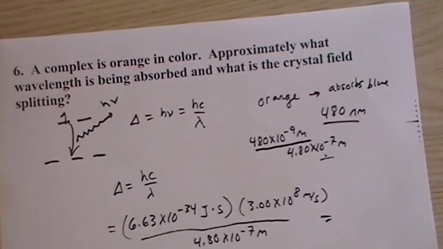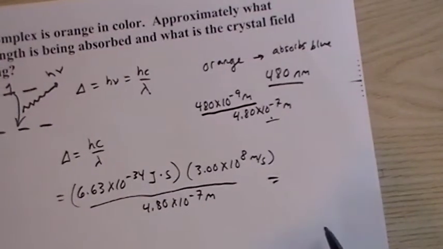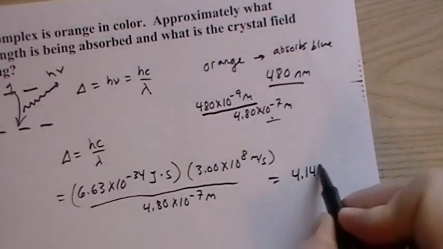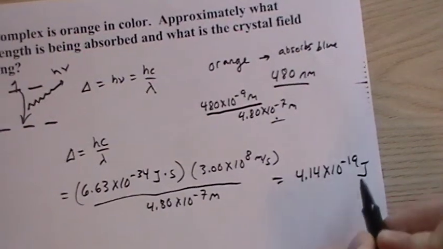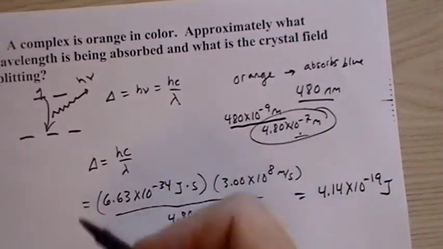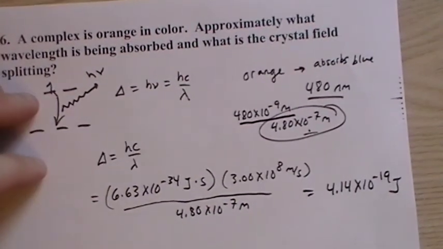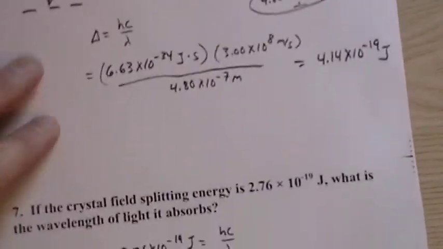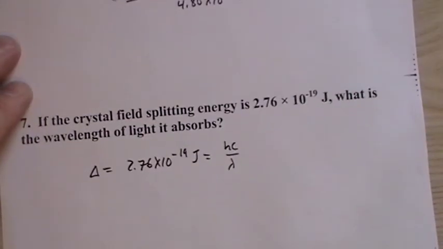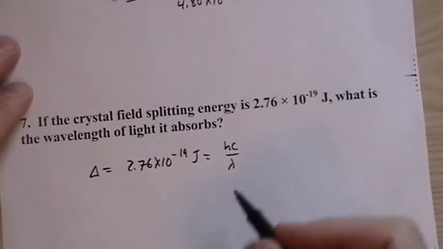I just have to finish up this. Luckily I have the calculator sitting here. I forgot that I had to do a calculation, because we don't do that many. So the crystal field splitting is 4.14 times 10 to the minus 19. Most likely I'll give you this wavelength. If not, I'd give you the table and you'd have to deduce it from that information about the color. And then if the crystal field splitting energy is this, what is the wavelength of light that it absorbs?